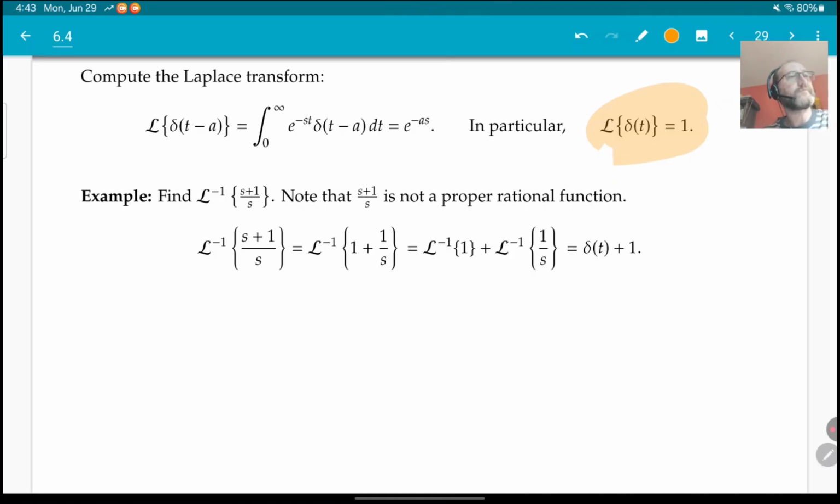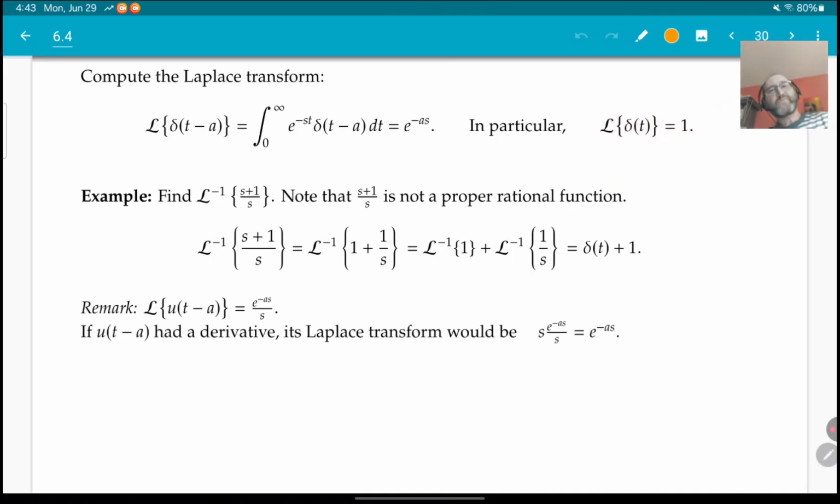Okay. All right. Now, let's get this remark. If we take a look at the standard jump discontinuity, it's the Heaviside function, so the shifted Heaviside function at a. It's a function that's 0 until a and then 1 from then on.